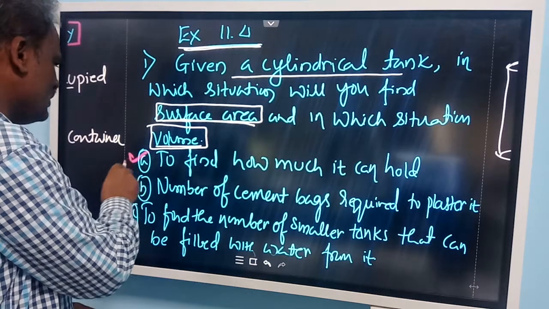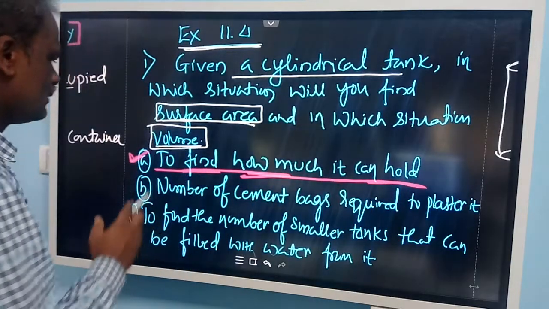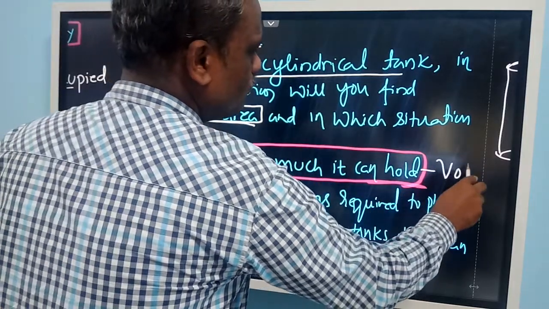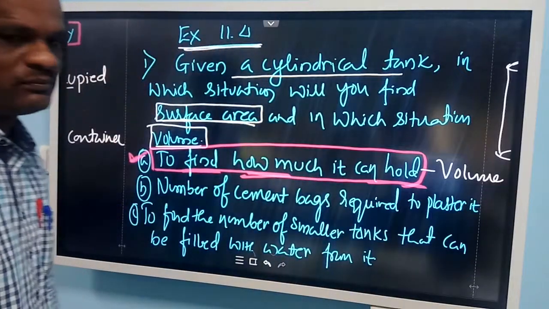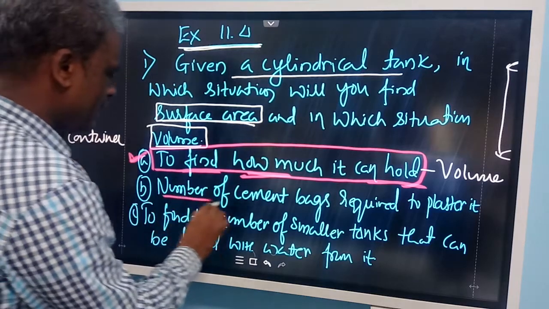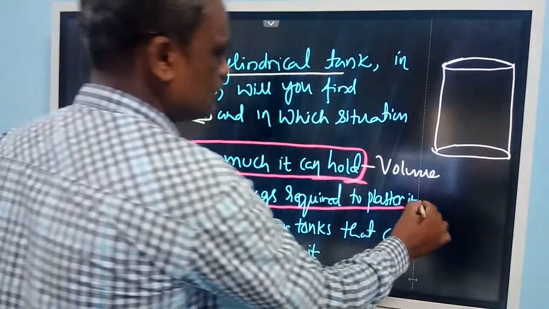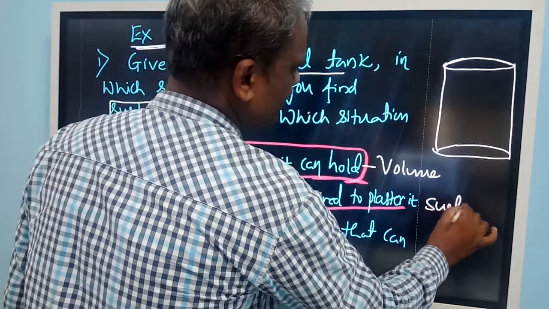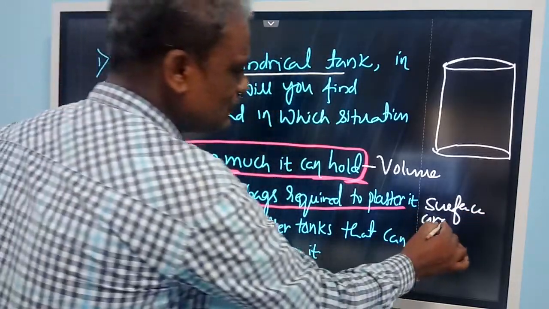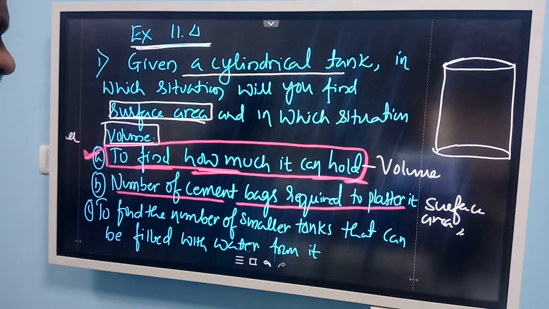First situation: to find how much it can hold. To find how much it can hold, you need to find the volume. Second one, the number of cement bags required to plaster. We need to find the surface area here. Plastering means we do the cement plastering on the surface only, so in the second situation we have to find the surface area.